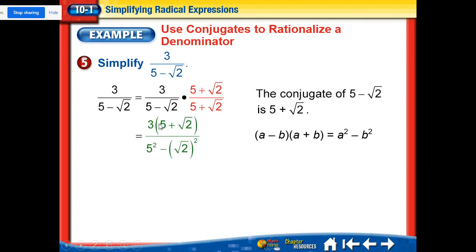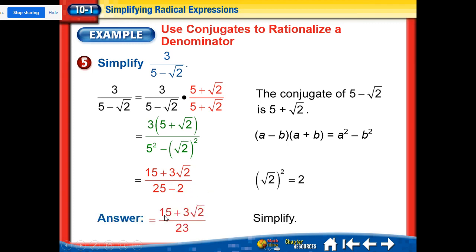And then I go ahead and multiply that out. This is going to be a distribute on the top, and on the bottom is going to be a Punnett square. Now, the great thing about that Punnett square is it's a difference of squares, one time plus, one time minus, and the middle terms will cancel out. So in the numerator, we're going to get 15 plus 3 square roots of 2. Then we get 25 minus 2, or the square root of 4, which is 2. And I get 15 plus 3 square roots of 2 over 23.